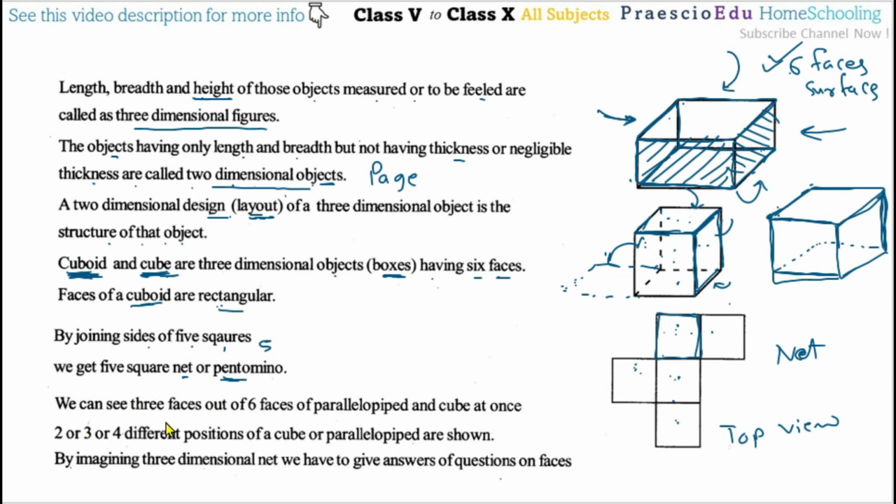Now we can see three faces out of six faces of a parallelepiped and a cube at once. Two or three or four different positions of the cube or parallelepiped are shown. By imagining the three-dimensional net, we have to answer the questions in the figure. So imagination is very important.